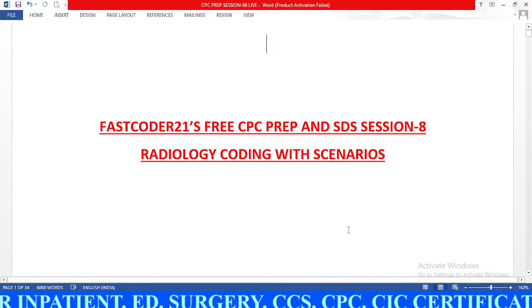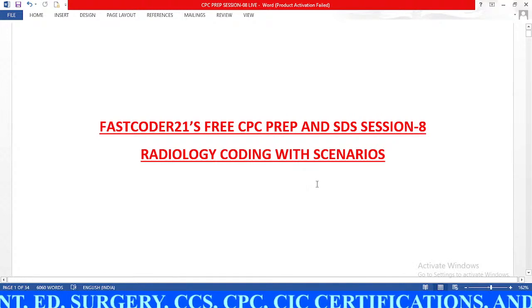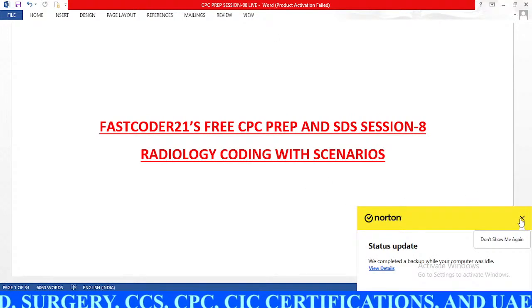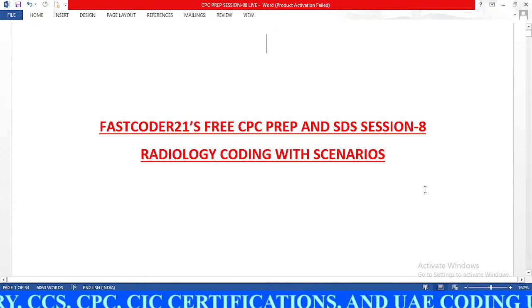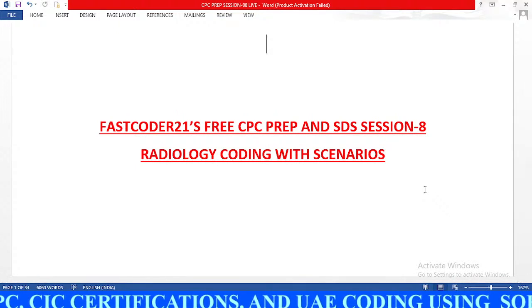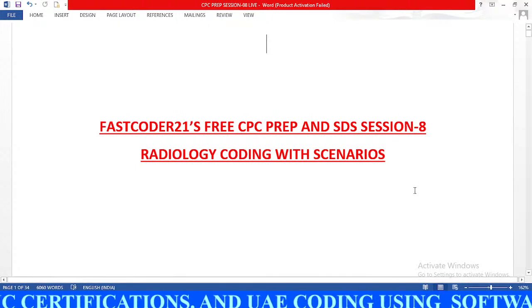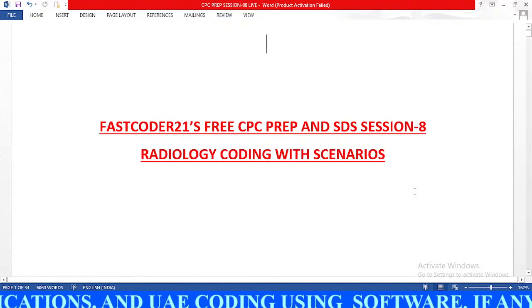Pre-CPC prep and SDS session, radiology coding with scenarios. So basically, these sessions are useful for the people who are trying to write CPC certification, as well as who are planning to enter into ambulatory surgery coding or same-day surgery coding. So both will get benefit from these sessions.